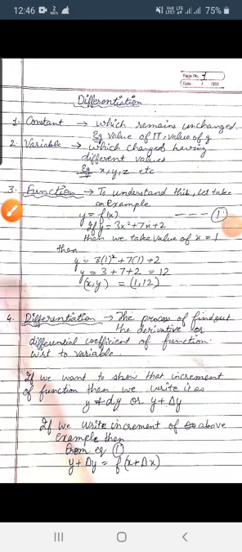Friends, today I want to discuss a very interesting topic, that is differentiation. Firstly, we discuss the different terms, that is the constant, variable, and the function. Then we discuss differentiation. Firstly, what is the constant?